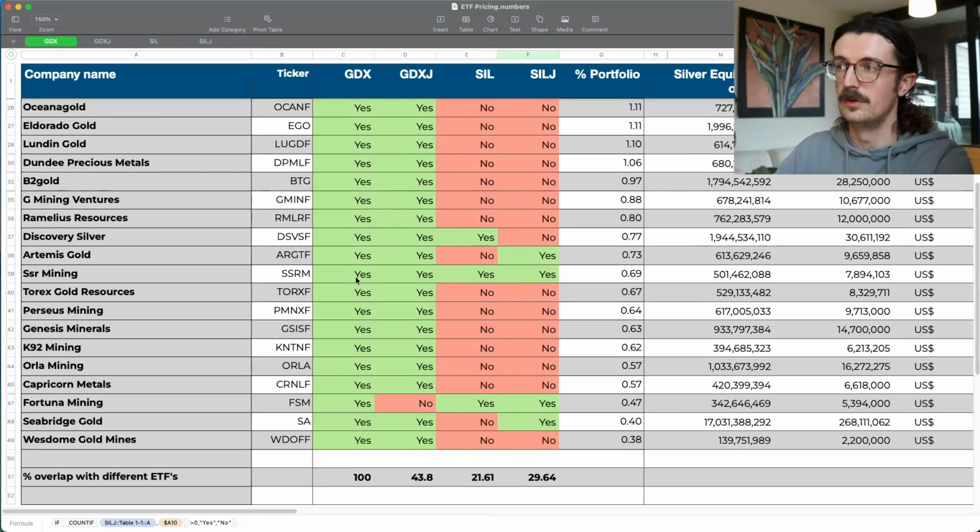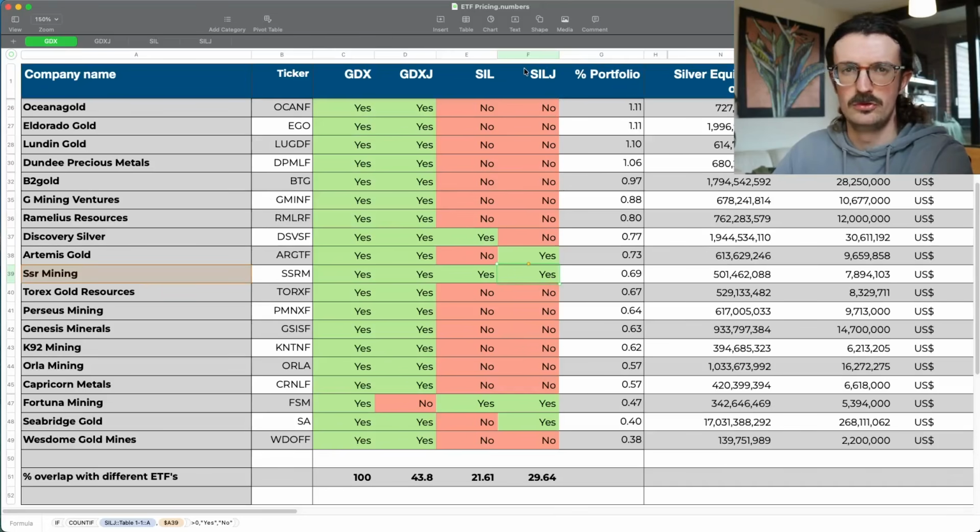SSR Mining, for instance, is in the GDX, the GDXJ, the SIL, and the SILJ. So in ETF naming terms, you would say that SSR Mining is a major gold miner because it's in the GDX. It is a junior gold miner because it is in the GDXJ. It is a major silver miner because it is in the SIL. And it is a junior silver miner because it is in the SILJ. So of course, that doesn't make any sense.